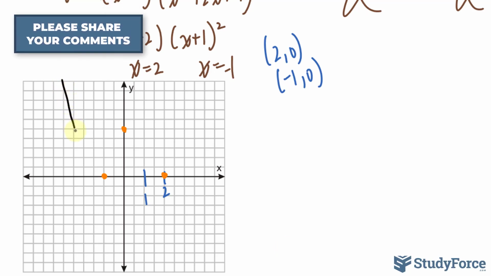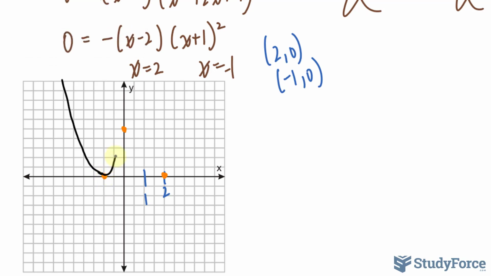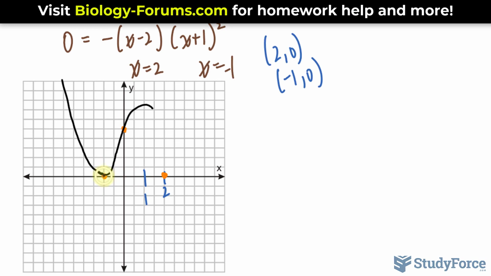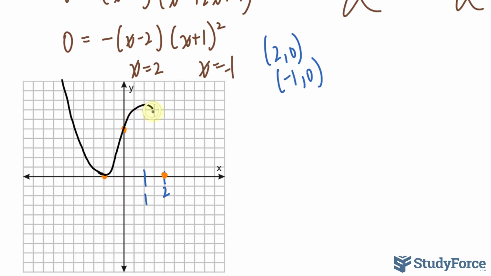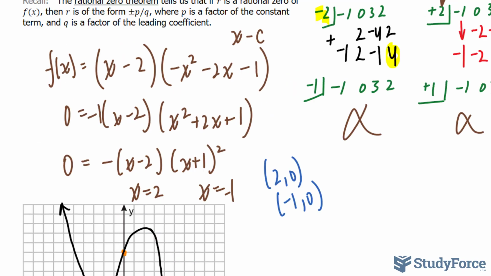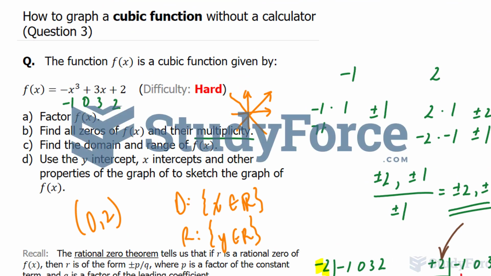So starting up here, it'll pass through this intercept, and then make its way through here, reach a maximum. And the reason why I knew it goes up and doesn't dip down came from pure speculation. Of course, you can use a table to have test points between negative 1 and 0 to see what happens immediately after it reaches this x point. After this, it'll reach a maximum and go through this point and continue on downwards. And there you have it. That is how to graph a cubic function without a calculator.